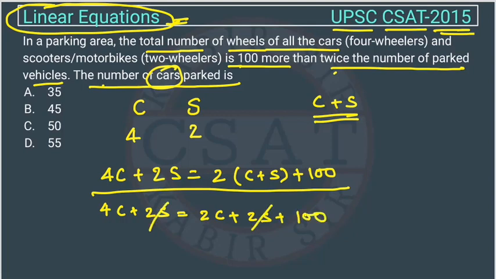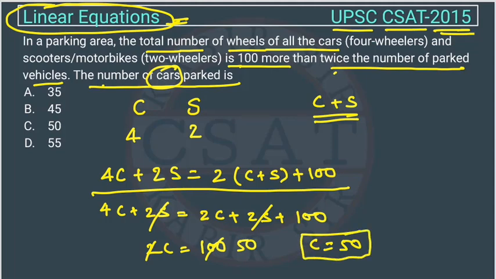This 2s will cancel this 2s, right? 2c will go to this side, so it will become 4c minus 2c, which is 2c, equal to 100, right? So this 2 will cancel to give 50. So the number of cars is 50, right? So the answer will be C. Option C is the right answer, right? This kind of question they have asked in some year. You have to just get the concept, like how I am making the equations.